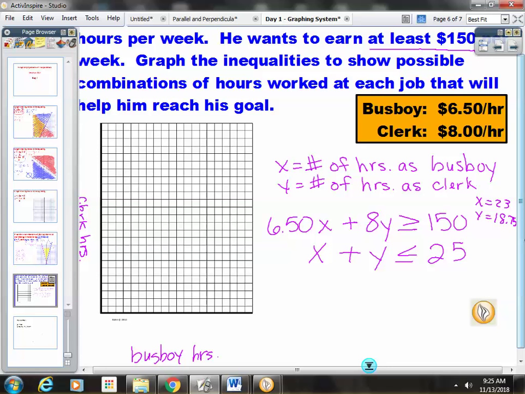I'm just trying to get my x and y-intercepts for both of these, and then I'll decide what I'm going to go by on my x and y-axis. Now for the second inequality, do you agree that both the x-intercept and y-intercept are 25? What do we want to go by? Choose. Let's spread this out a little bit.